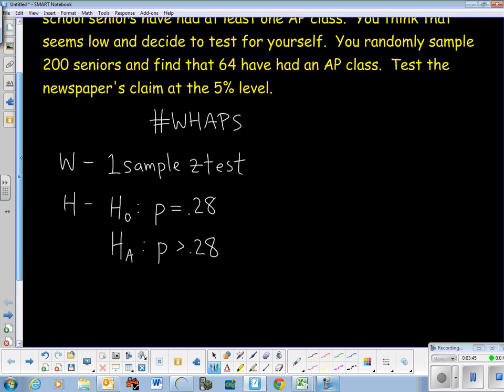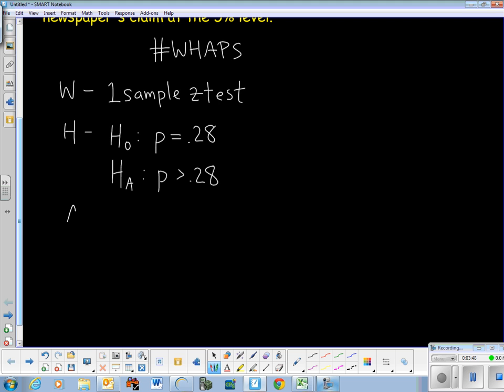Okay, next. A is for assumptions and conditions. All right, so this still needs to be random, normal, and independent. I was told that we took a random sample. Okay, and get in the habit of writing a little simple sentence about this. Don't just write SRS check mark. But this is to ensure that it was randomly chosen. We didn't choose all students from the same school or all of our friends or whatever.